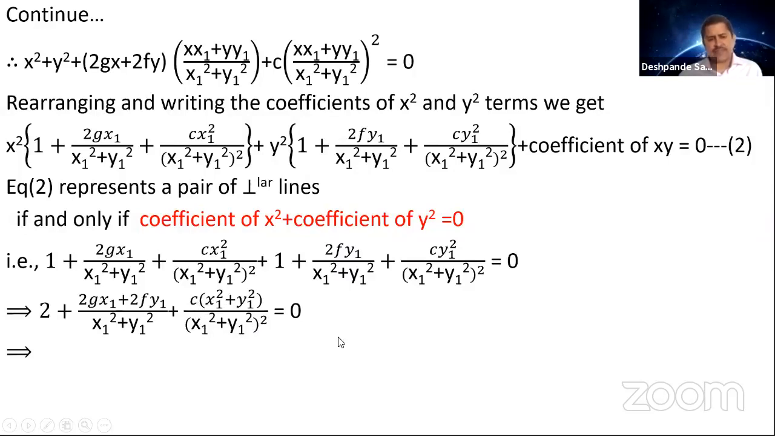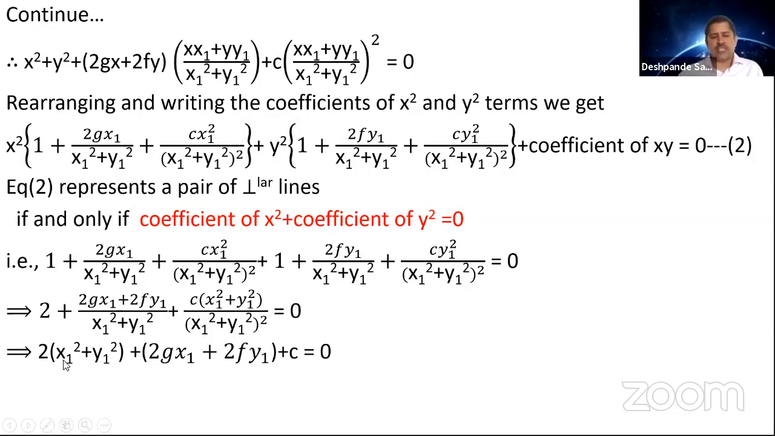So take the LCM. When you take the LCM, you get 2 times x1 square plus y1 square plus 2gx1 plus 2fy1 plus c is equal to c. Okay, so you got an equation.